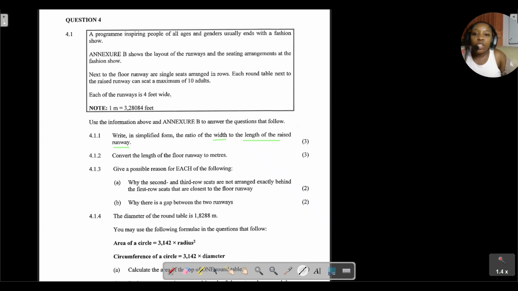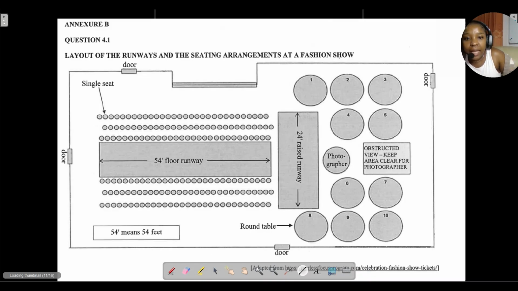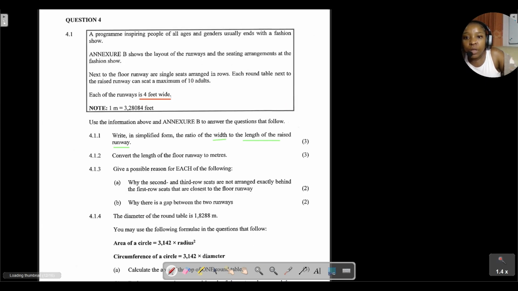Okay, so what is the ratio of the width to the length of the raised runway? Let's see here. We are told that each runway is 4 feet wide. What does that mean? It means that from there to there, each runway is 4 feet wide. Even with this one, it's 4 feet wide. So 4 means feet. Okay, so what would now be the ratio of the width to the length of the raised runway?